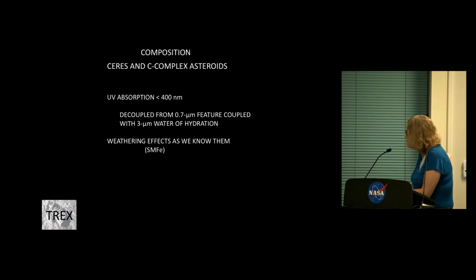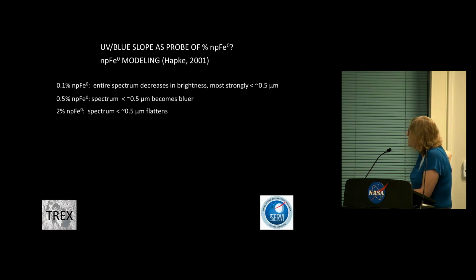The UV absorption seems to be present at less than 400 nanometers. We think it's actually decoupled from the 0.7 micron feature, which we find is normally coupled with the 3 micron water of hydration. And so we took a look at weathering effects to see if carbon combined with, say, nanophase iron is what is causing the darker features. This we did for the C-complex asteroids.